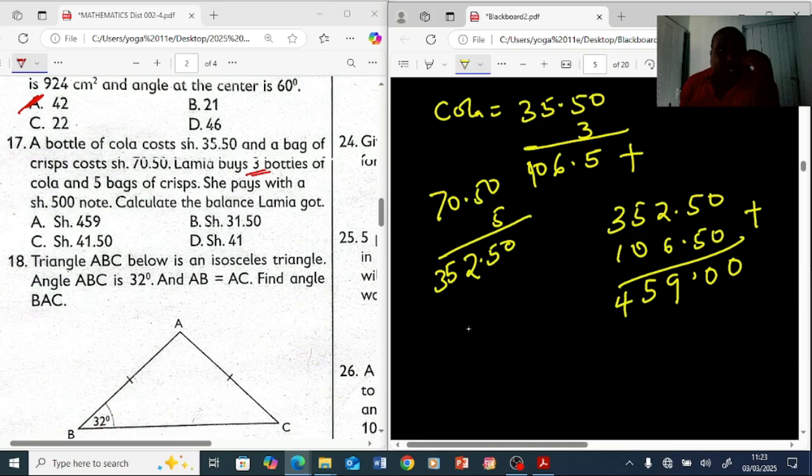The person, Lamia, had paid 500. So the balance will be 500 minus 459. So borrow 1 from here up to here, which is 10. Borrow another one, that is 10, 1. 8 is 9. 9 minus 5, 4. So the balance is 41 shillings.